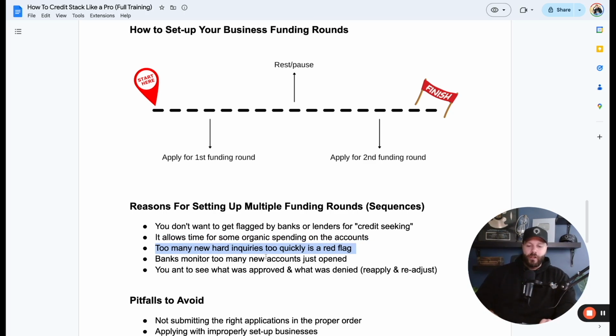Next up is having too many new hard inquiries too quickly. That's a big red flag to the banks. Banks monitor too many new accounts that just opened. If you're wondering how they do that, they use SPFE. They use, not CoreLogic, they use SageStream on the personal side, because remember, you're personally guaranteeing all of these products. They use Early Warning Services as well, EWS. And then lastly, you want to see what was approved and what was denied, and then readjust, which is what I broke down on that piece. So if you missed it, rewind, I'd say 2-3 minutes prior, and listen to how I broke that down, because that is crucial.